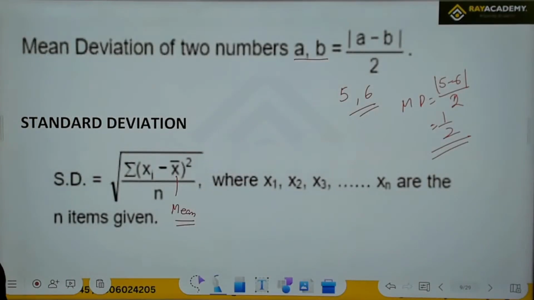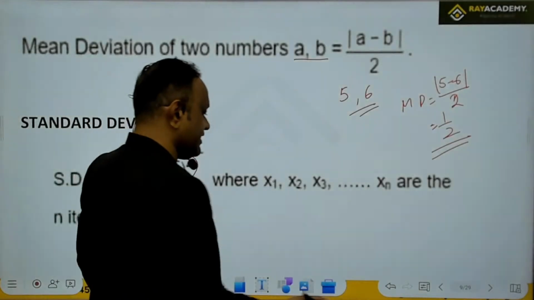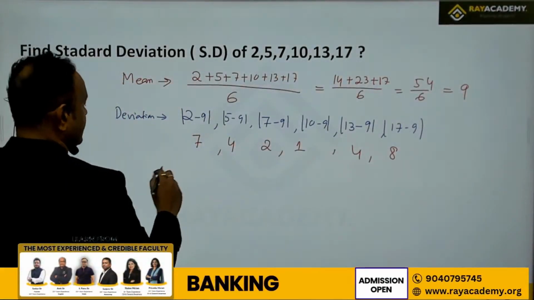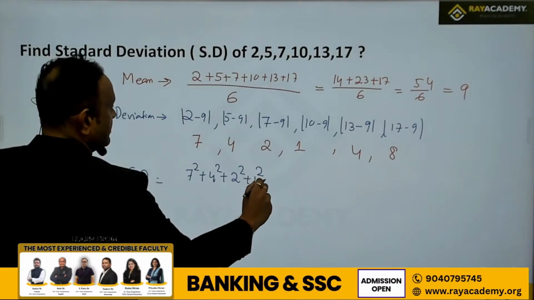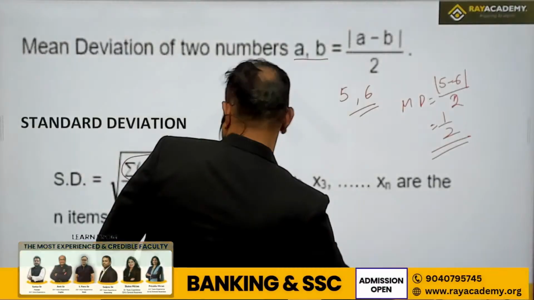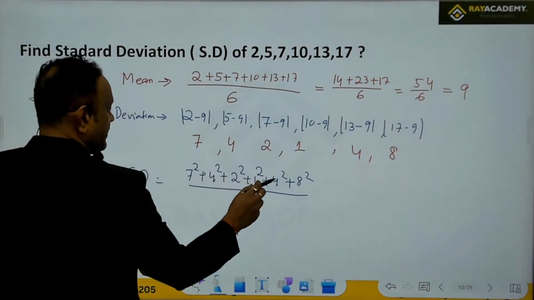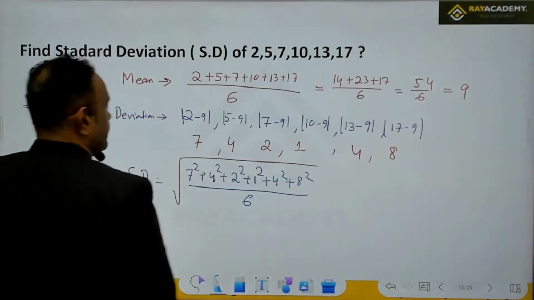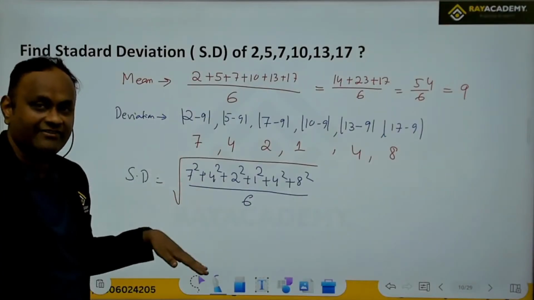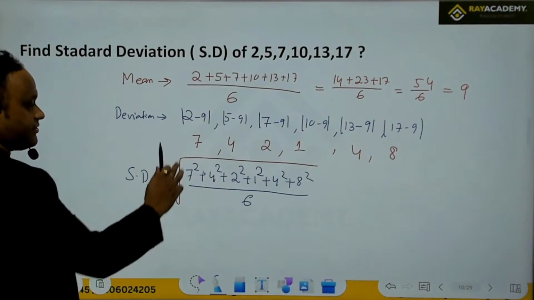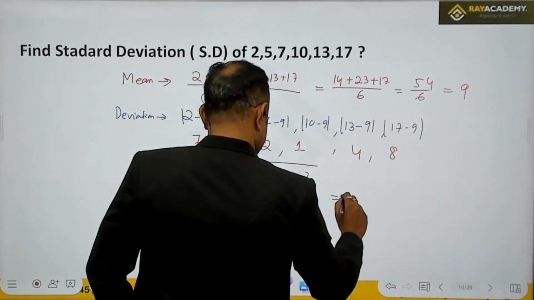For the standard deviation formula, you have to take the squares of these deviations, take the sum of the squares, then take their average, and then the square root. So the standard deviation is the square root of 7 square plus 4 square plus 2 square plus 1 square plus 4 square plus 8 square, average by 6, and the whole thing under a square root. In mean deviation we do not square or take a square root, we just take the average of the deviations.